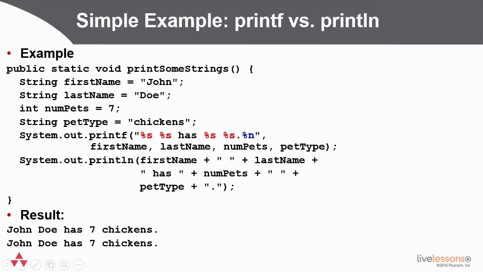Whereas if you use string concatenation, you'd have to say the first name, plus a space in between, plus the last name, plus "has" with spaces around it, plus the number of pets, plus a space, plus the pet type, plus a period. And so the first one is just more readable. This is kind of a template for what you want the output to look like, and the values get substituted in. This example alone is enough.